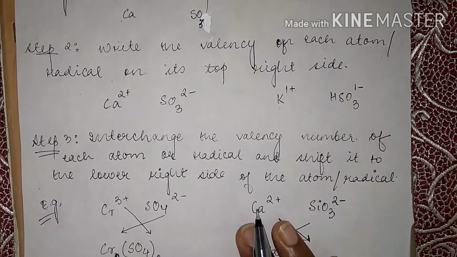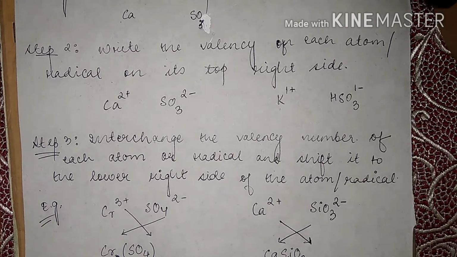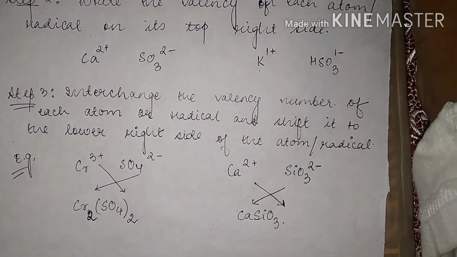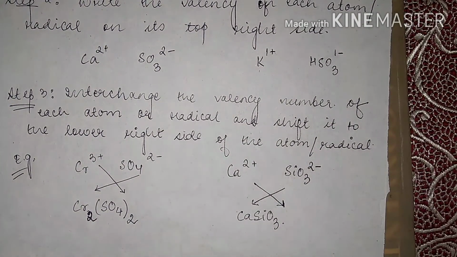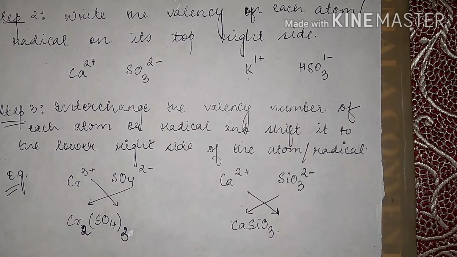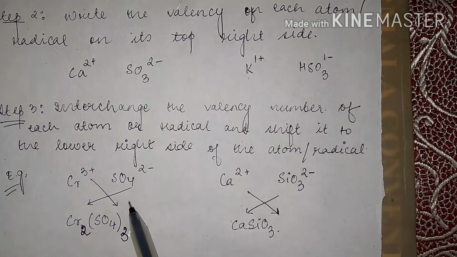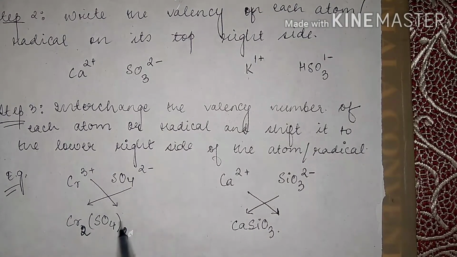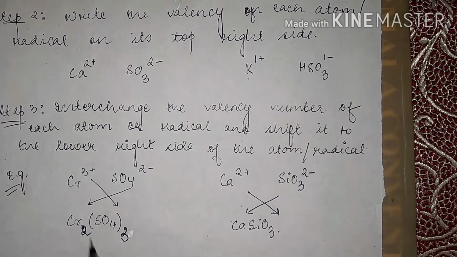The third step is interchange the valency number of each atom or radical and shift it to the lower right side of the atom or radical. For example, we have here chromium sulfate. The valency of chromium we know is 3 positive and sulfate, the radical, has the valency 2 negative. We interchange it by the crisscross method. Chromium gets the valency of 2 and sulfate gets 3. So the formula is Cr2(SO4)3.